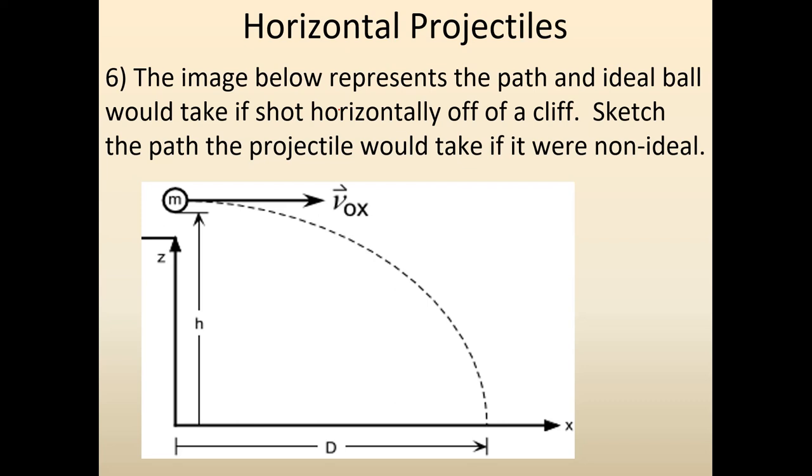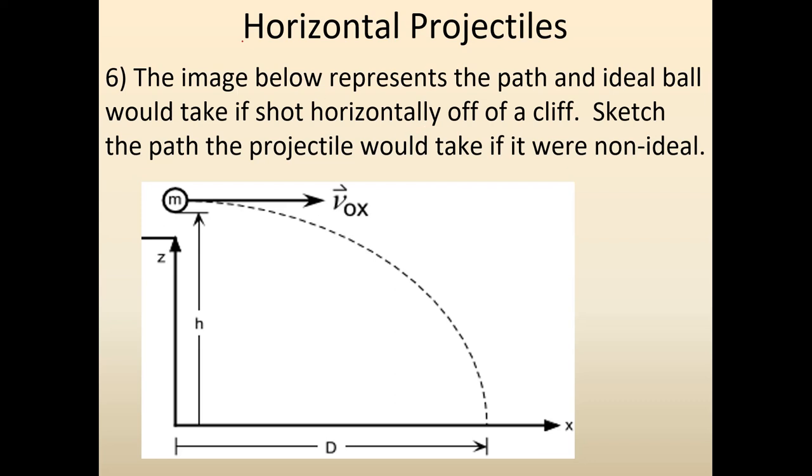One of the things I mentioned when we talked about air friction in the last unit with vertical projectiles is that you really only have to do conceptual questions. This is a perfect example of a conceptual question where you'd have to understand air friction. Here they give us this sketch of the ideal path without air friction, and they want to know what it would look like if there was air friction, if air friction wasn't negligible.